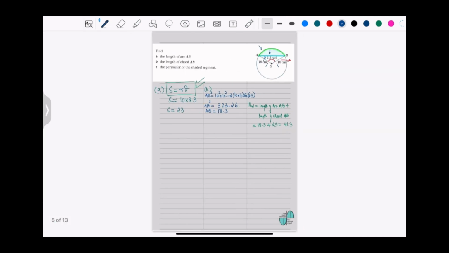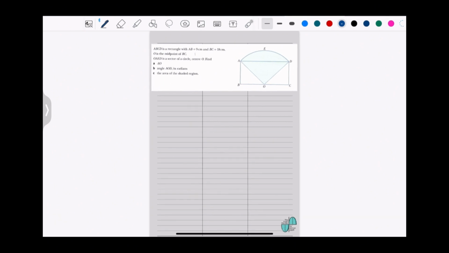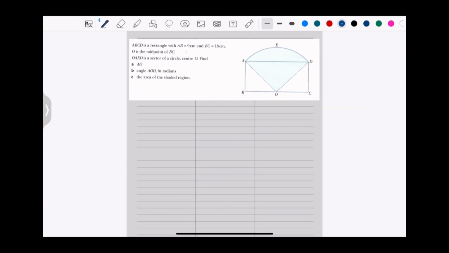Now, let's look at an area-based question. This is just a basic question. If ABCD is a rectangle with AB 9, and I'll just mark these, so AB is 9 and BC is 18. So this whole length is 18 centimeters, and O is the midpoint.